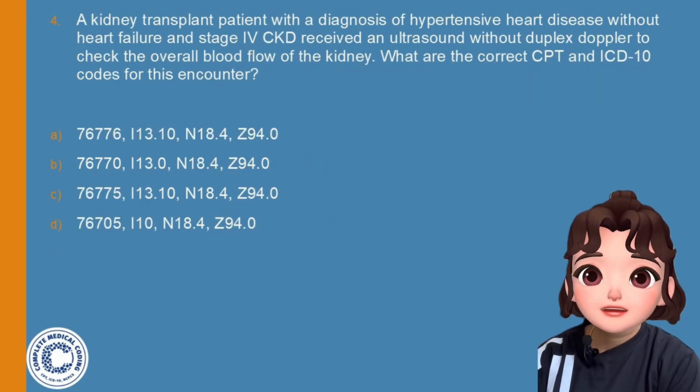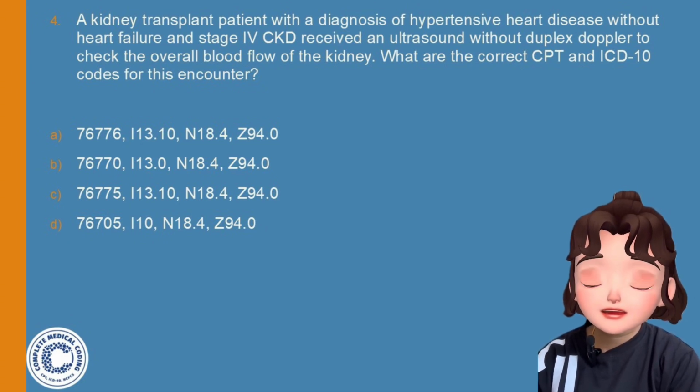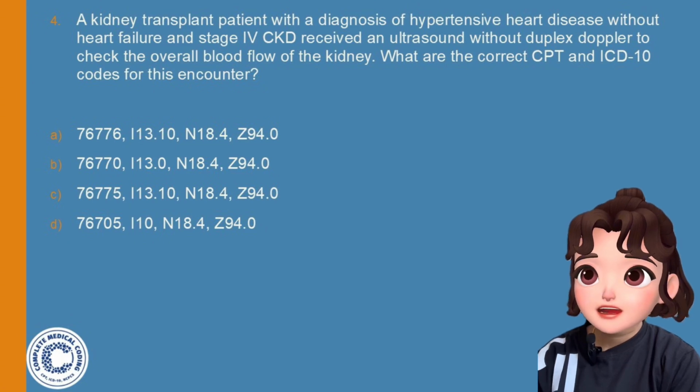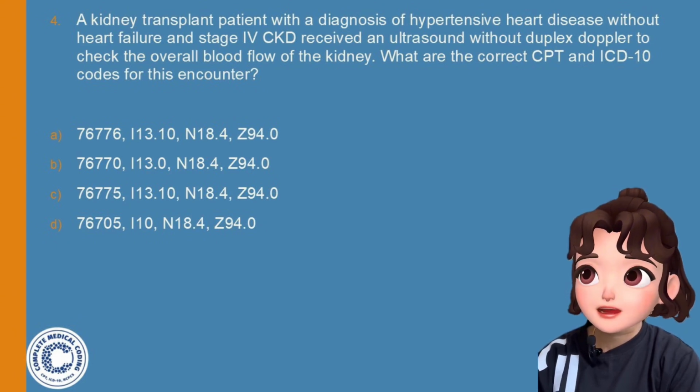Moving on to the fourth question. A kidney transplant patient with a diagnosis of hypertensive heart disease without heart failure and stage 4 CKD, chronic kidney disease, received an ultrasound without duplex Doppler to check the overall blood flow of the kidney. What are the correct CPT and ICD codes for this encounter?